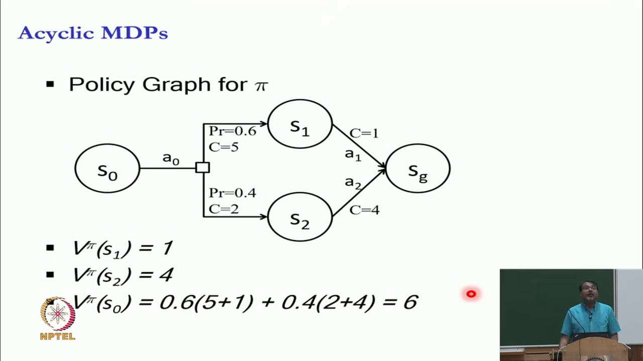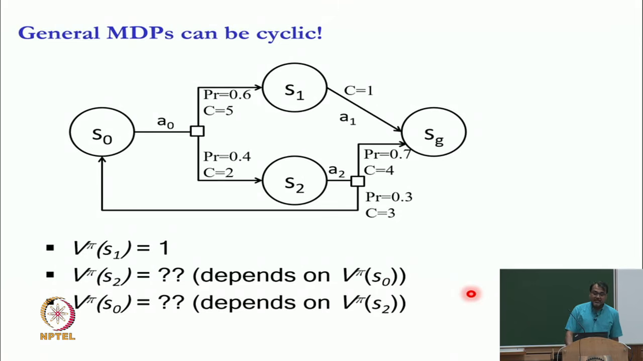This is not very hard. In fact, you can still back up values like in expectimax, and you can get to the policy evaluation for the acyclic problem. However, life becomes interesting when we have a cyclic MDP. So, let us say we give you this kind of an MDP.